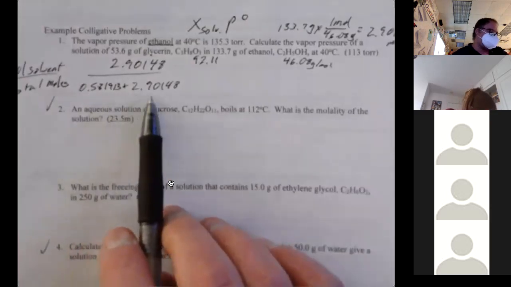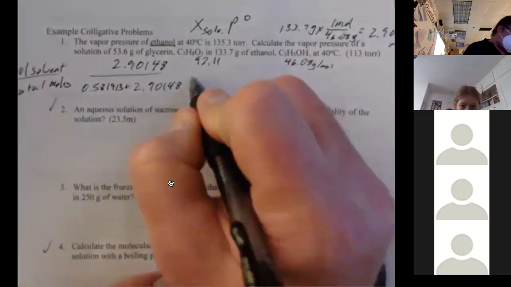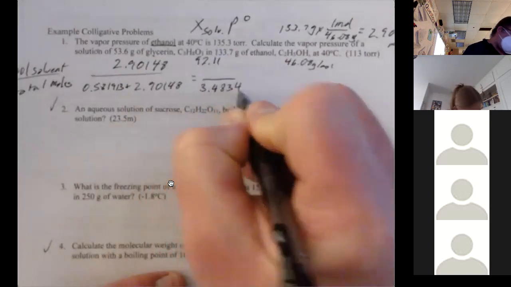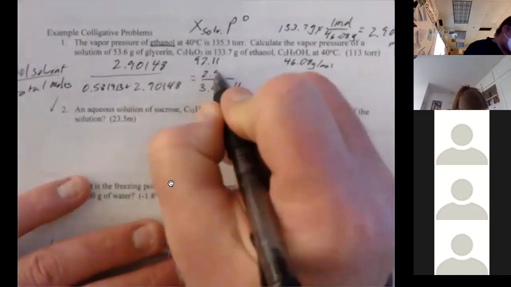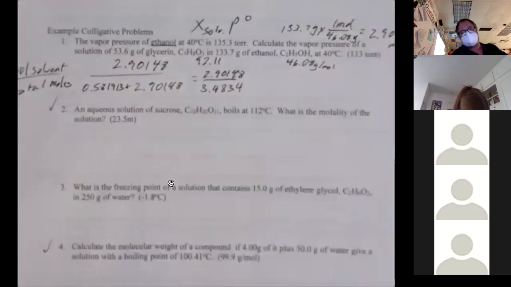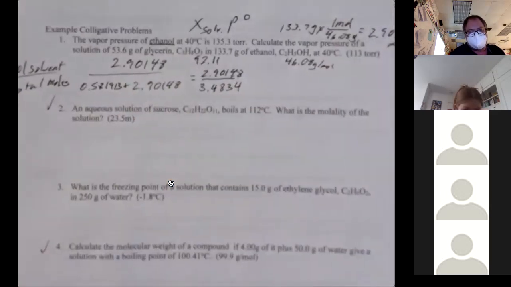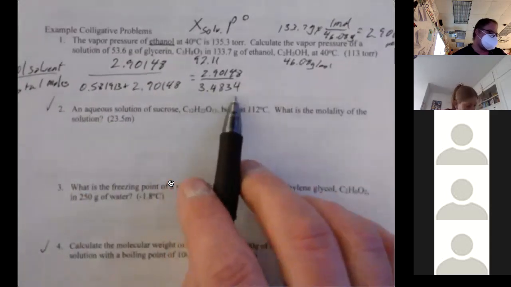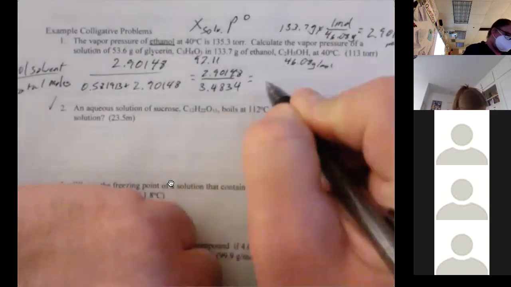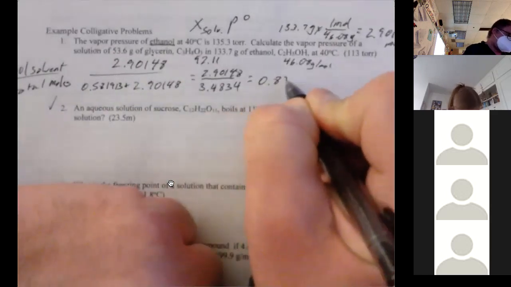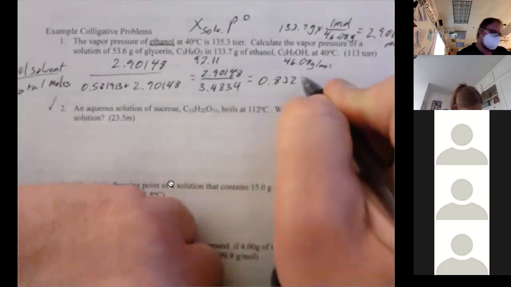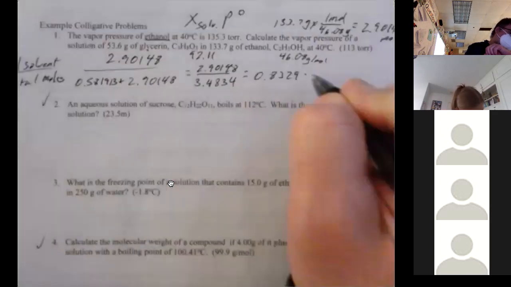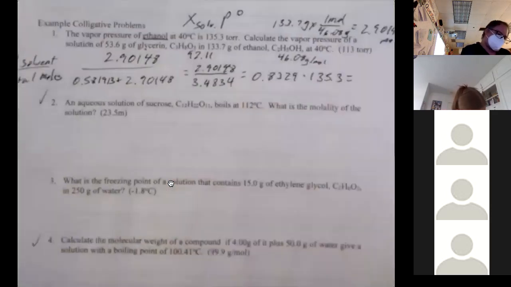0.5819 plus 2.90148. That would be about 3.4833. That's one of the problems with using the watch: with these problems, you could have all these numbers already in your calculator, right? 2.90148 divided by 3.4834 would be about 0.8329. 0.8329 times 135.3 is about 112.6913.